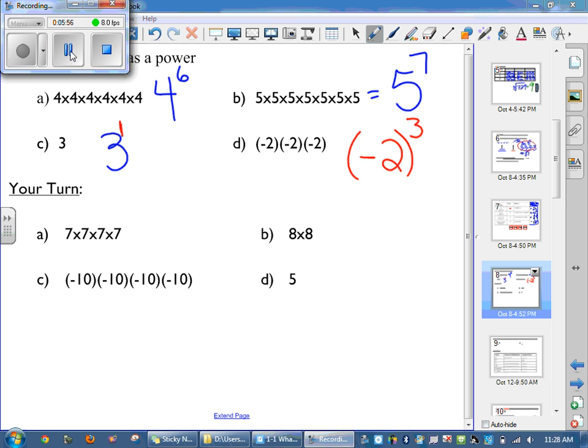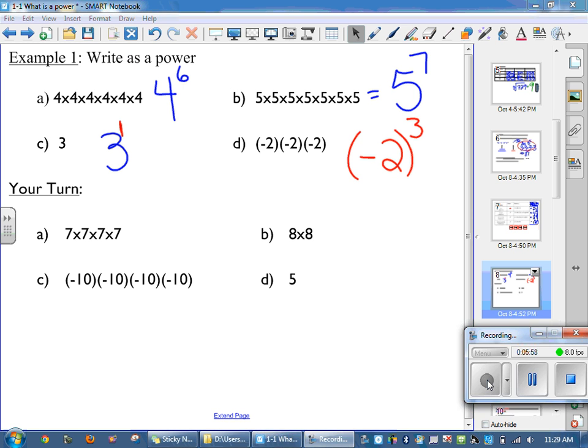Okay, who has A? Let's go to the corner over here. Yes, there. 7 to the power of 4. 7 to the 4th power, good. Who has B? Corbin. 8 to the... Do you say 2 or 7? Doesn't matter. 8 to the power of 2? Squared or to the 2nd.